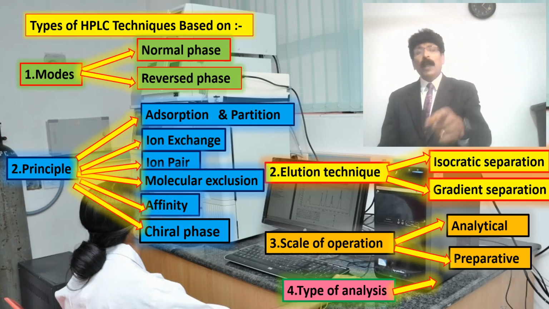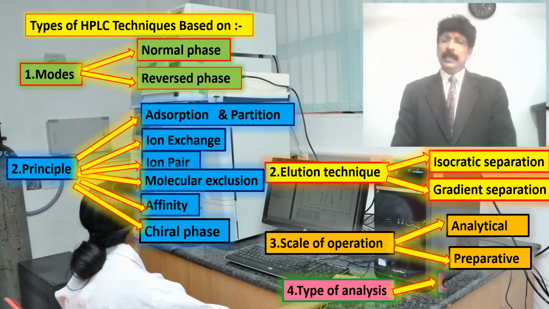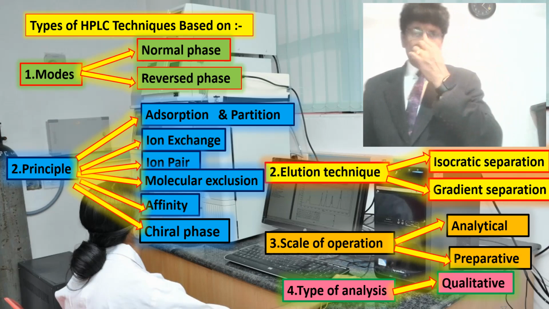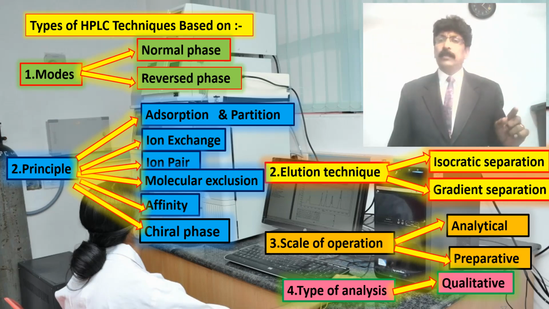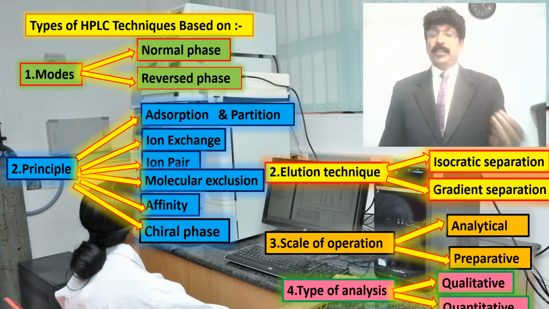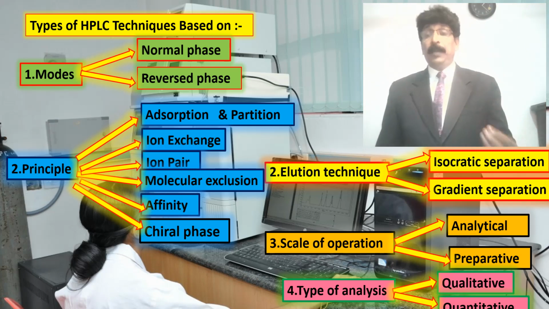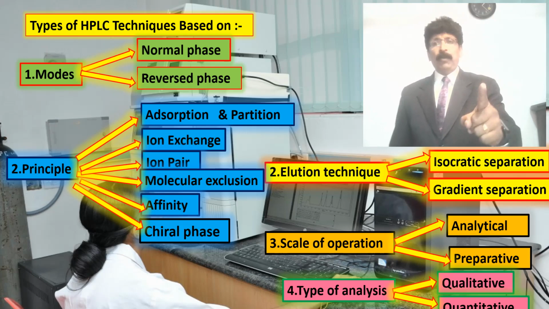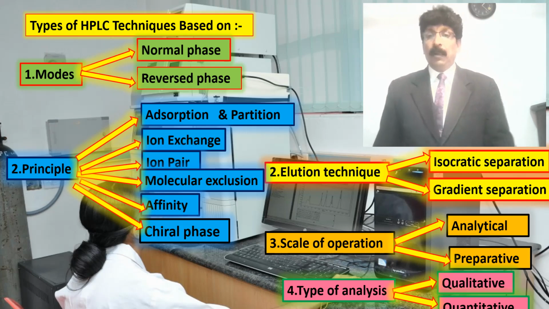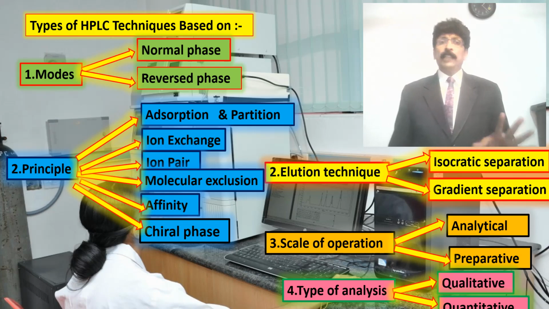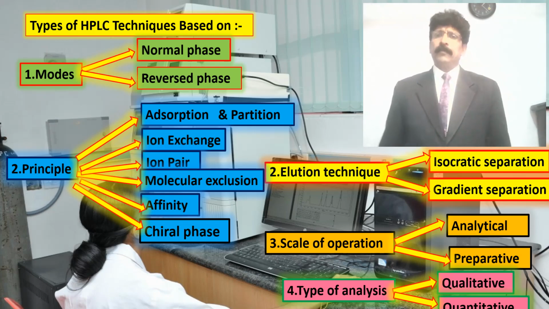The fifth one is type of analysis. By type of analysis, it is either qualitative, just to identify presence or not, or quantitative, the amount, how much is present in the mixture of compounds A and B or something like that, which we explained in the class. Separation of a mixture of compounds is chromatography. So you can have 5 categories of HPLC technique, and it can be classified based on these techniques.